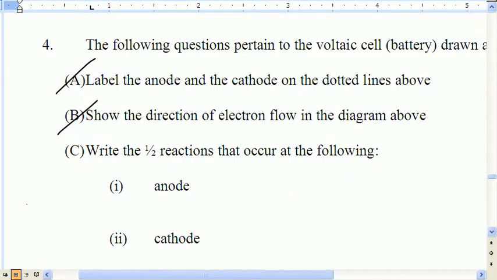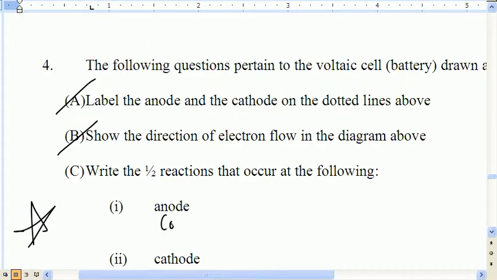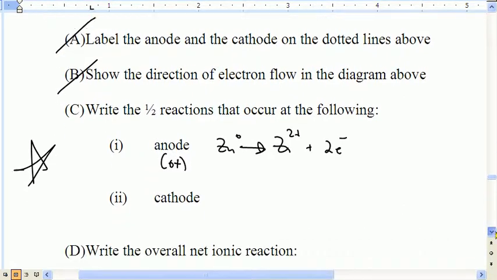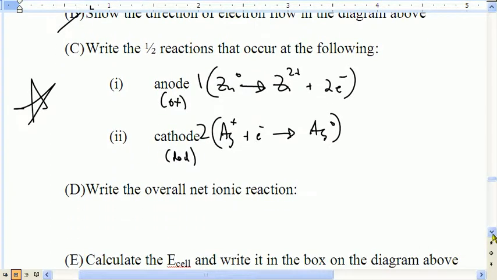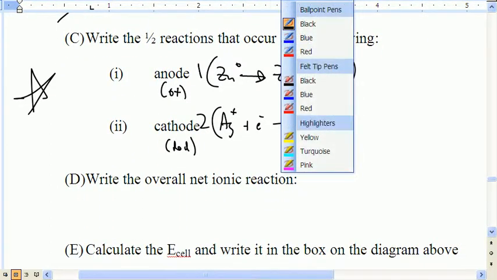Okay, this is where people have been screwing up. So the half reaction that occurs at the anode, this has to be an oxidation reaction. So at the anode, it's going to be Zn going to Zn2 plus plus 2 electrons. And at the cathode, this is going to be a reduction reaction. So you're going to have Ag plus plus 1 electron going to Ag0. Now the common multiple between 2 and 1 is 2, so you're going to be multiplying this by 2 and this by 1.